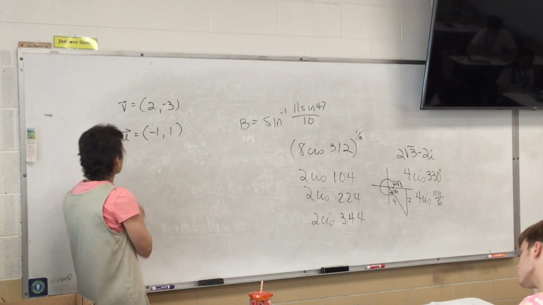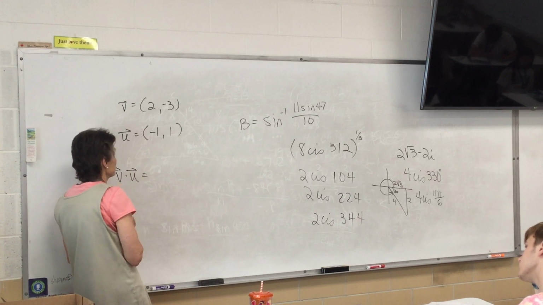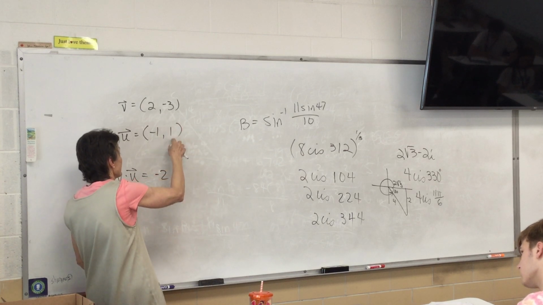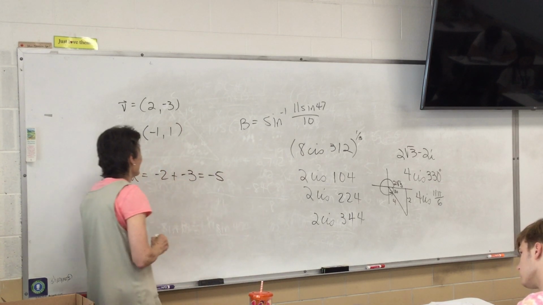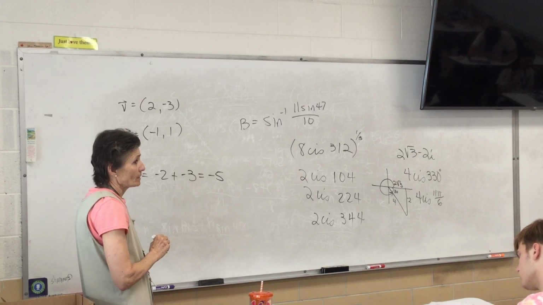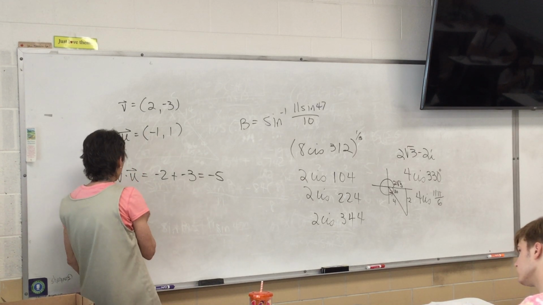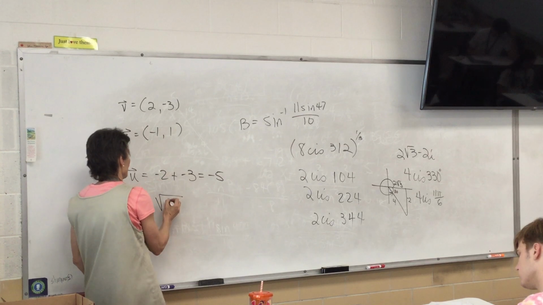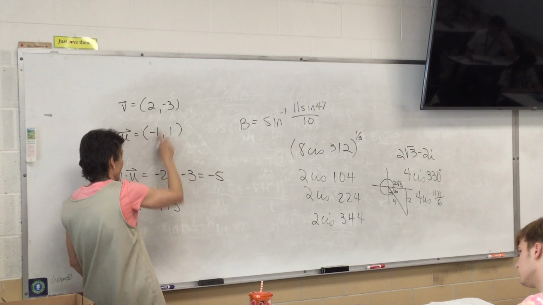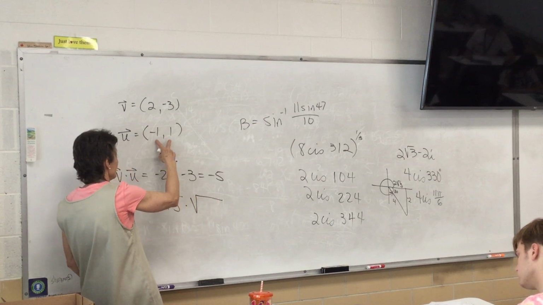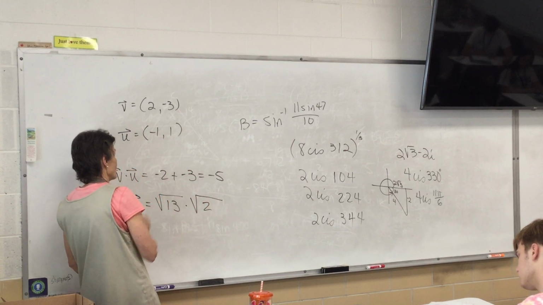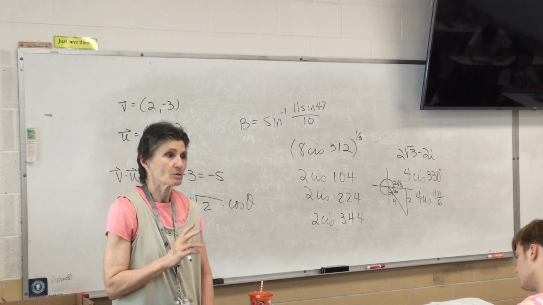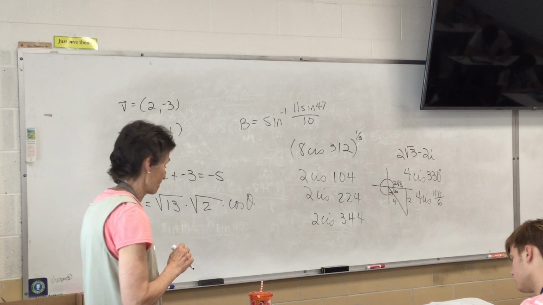To find the angle between two vectors, you need to find their dot product. So the dot product is x times x plus y times y. So the dot product is -5. The dot product is also the magnitude of the first vector, which is root 13, 4 plus 9 square rooted, times the magnitude of the second vector, which is square root of 2, 1 plus 1, times the cosine of the angle between them. Both of those are definitions of the dot product.